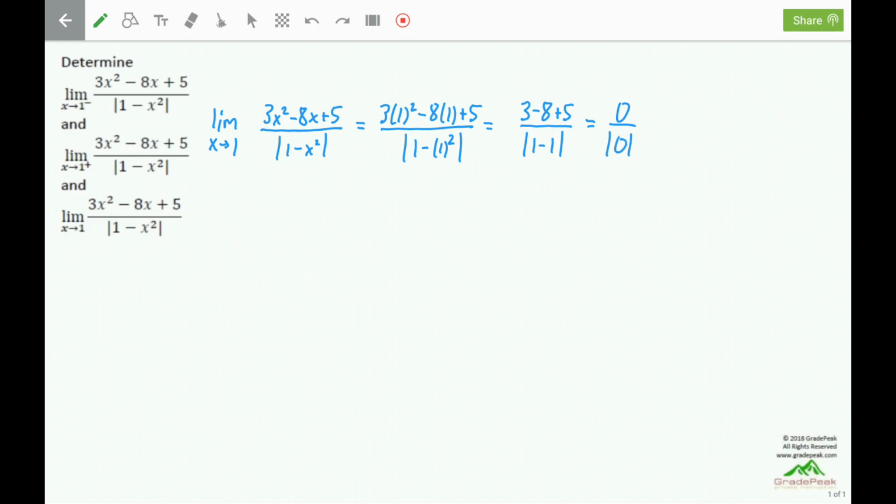Since the limit resulted in a 0 within the absolute values, it is required to work out each side of the limit separately. So we will need to look at the limit as x approaches 1 from the left side, indicated by the negative superscript on the 1, and the limit as x approaches 1 from the right side, indicated by the positive superscript on the 1, separately from each other, each of these on the same expression, 3x squared minus 8x plus 5 over the absolute value of 1 minus x squared.